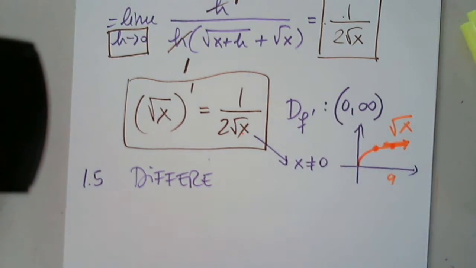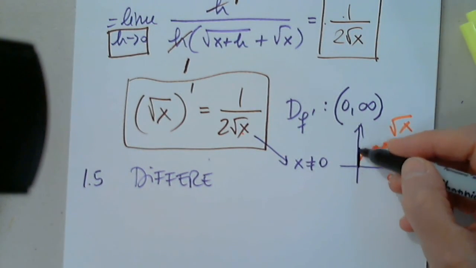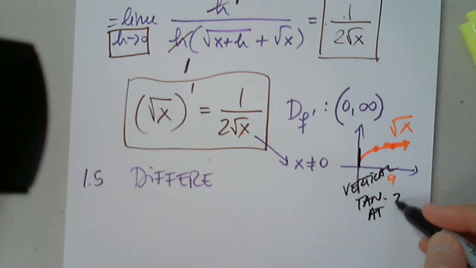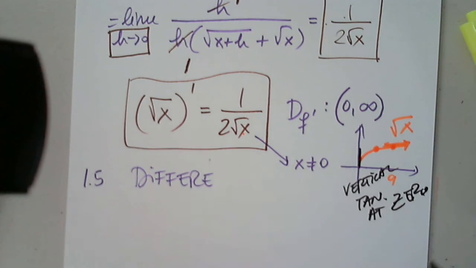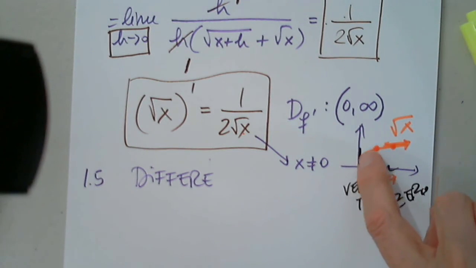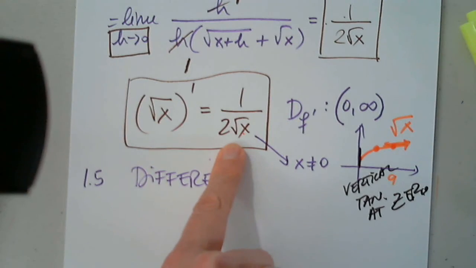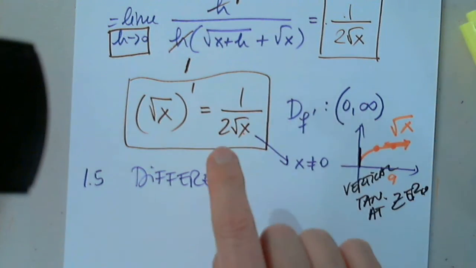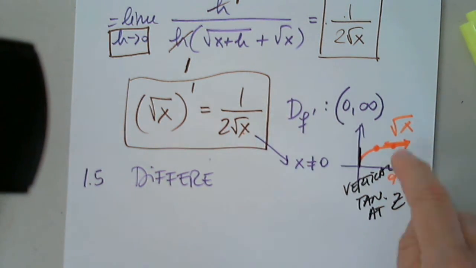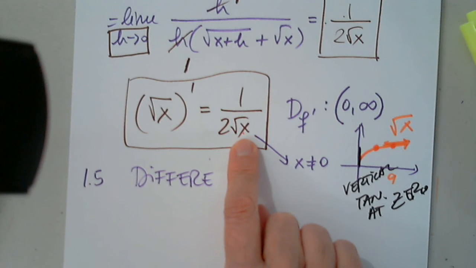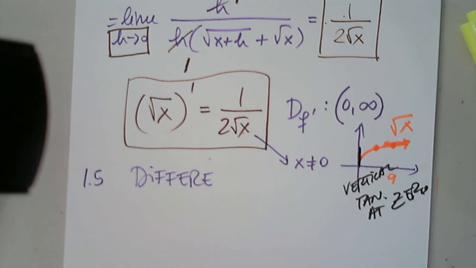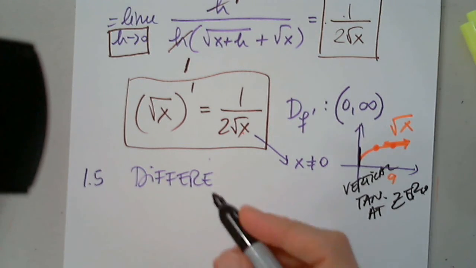Plug in 0 here. What do you get? Vertical. Yes, vertical tangent at 0. That's why. Which means this function does not have a rate of change at 0. Why? Because this function doesn't exist at 0. This will give the rate of change of this function at any point I want, but not at 0. It's not possible. It cannot give us anything at 0 because the derivative does not exist at 0.